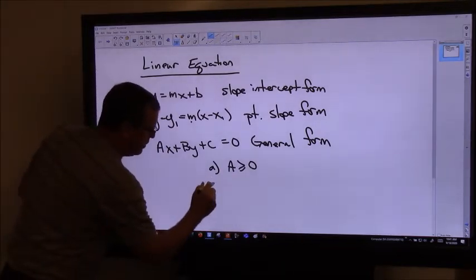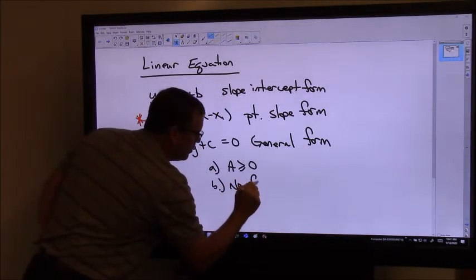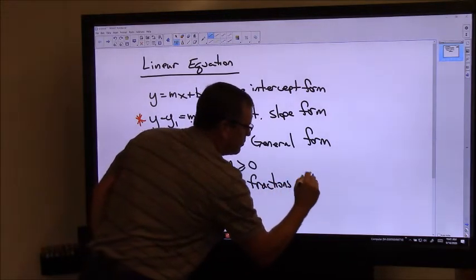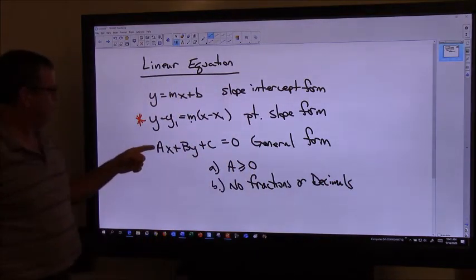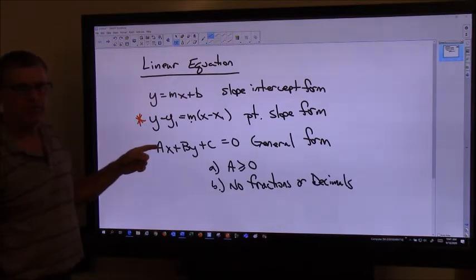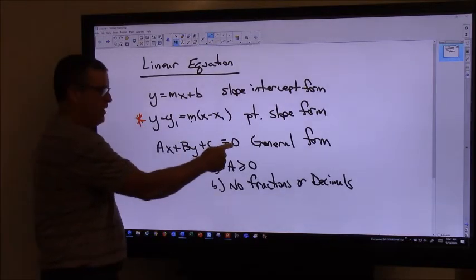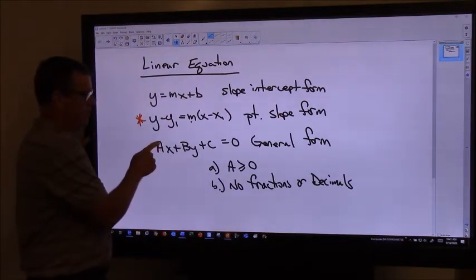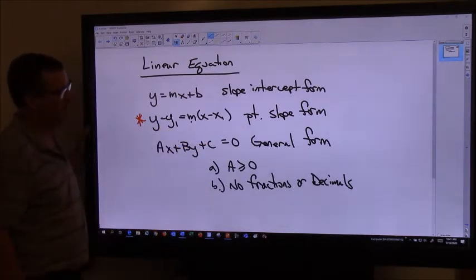And the second thing is no fractions or decimals. So if I had something like 1/2, to get rid of the fraction, I just multiply everything on both sides by 2. When I say multiply on both sides, we have to do that, but 0 times anything is still 0, so that's really not going to change. If I have a decimal number like 0.5, then I'm going to multiply everything on both sides by 10. That slides the decimal point over one spot, and we get rid of the decimal.